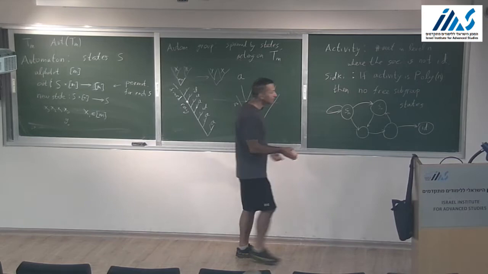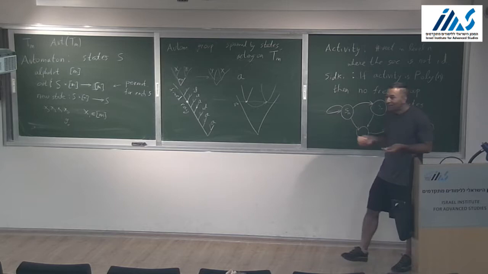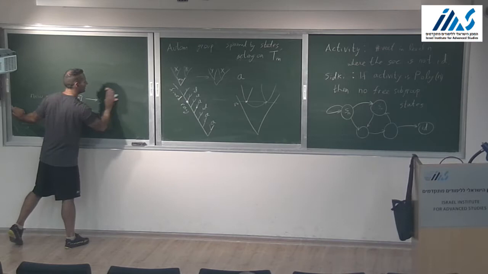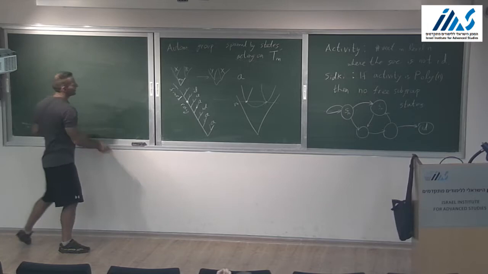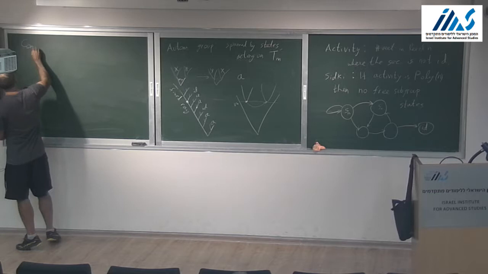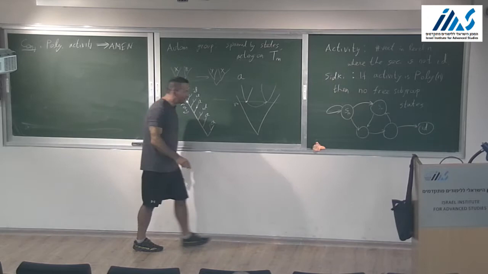Okay, so we have this result of Sidki that in the case of polynomial activity, there's no free subgroup, suggesting that there is a connection between the complexity of the automaton and the complexity of the group. And the conjecture that he made is that if you have any polynomial activity automaton, then the group is amenable. So polynomial activity implies that the group is amenable.